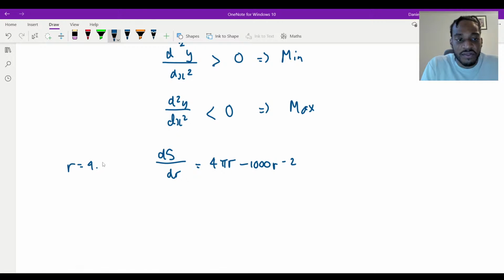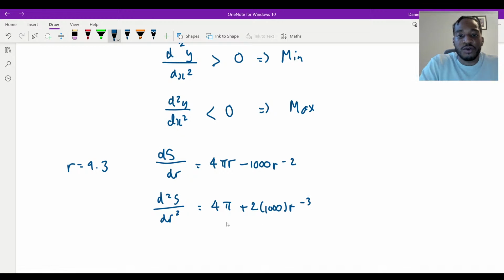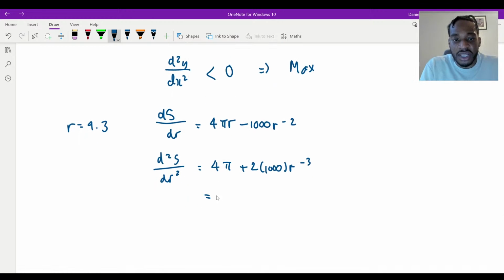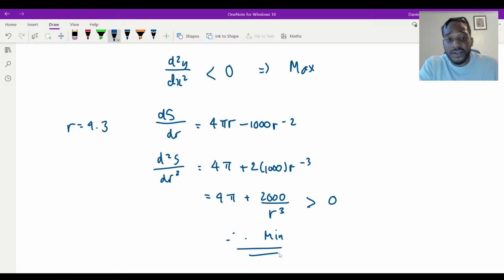So remember, r was equal to 4.3. You'd figure out what d squared s over d r squared is equal to, and then plug in your value. Or to be fair, it's actually quite easy, I'll just do it. The 4 pi stays, the minus drops to a positive 2, and then we have 1,000 times r to the minus 3. So it's going to be 4 pi plus 2,000 over r cubed. If I plug in 4.3 to that, that's a positive number. So it's going to be greater than 0, which justifies it's a minimum. You can just double check yourself. That's just something to be aware of.